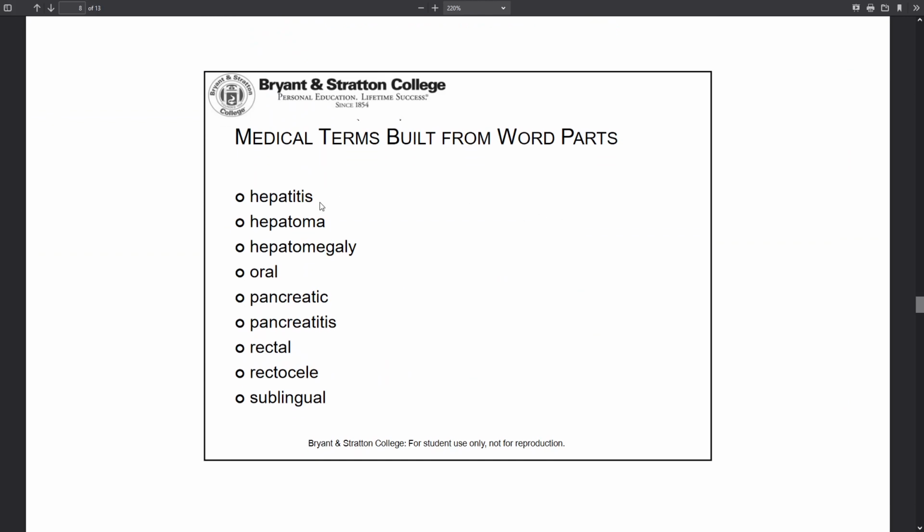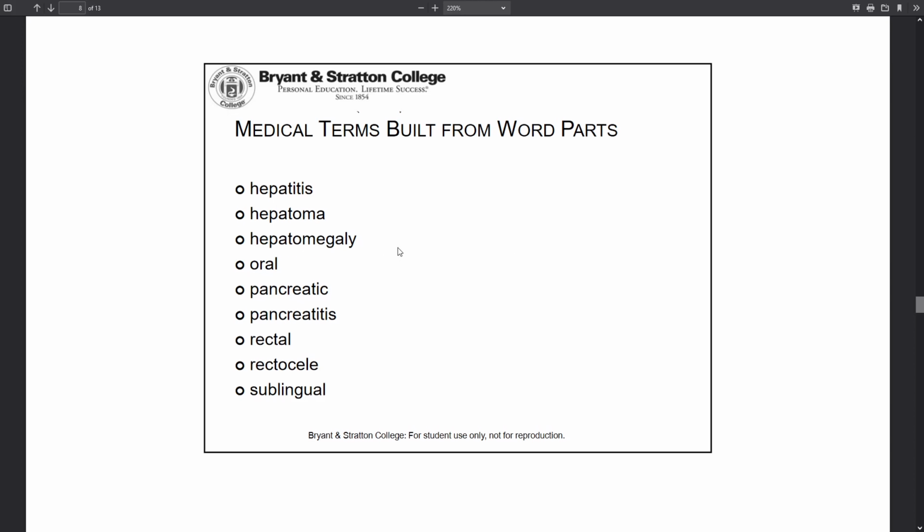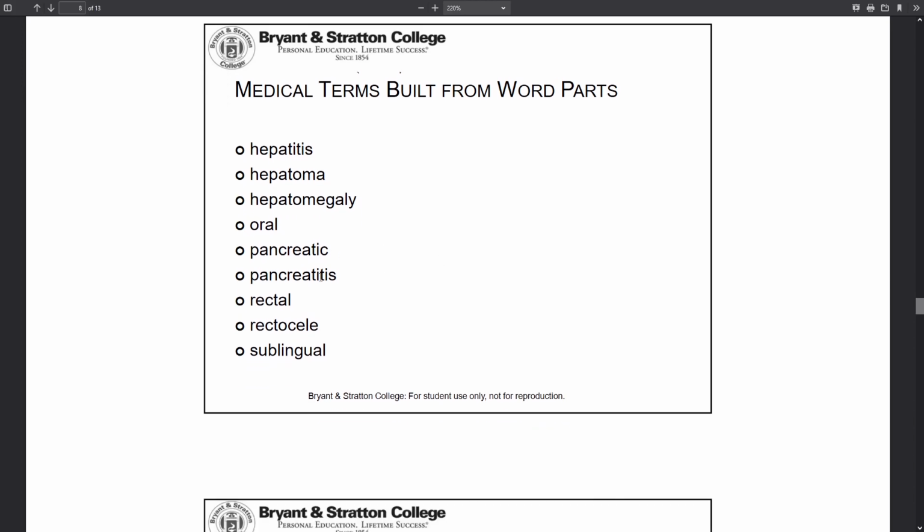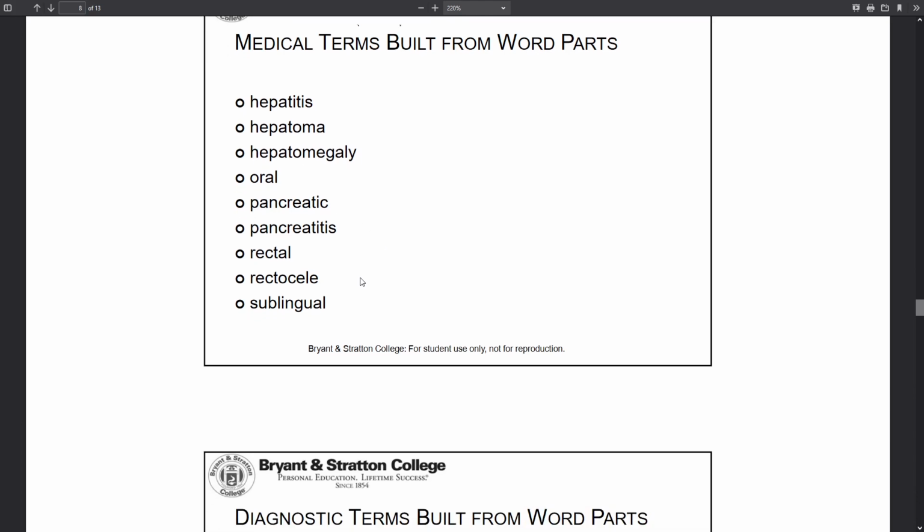Hepatitis, various forms of hepatitis exist, but generally it's an inflammation of the liver. Hepatoma, swelling in the liver. Hepatomegaly, enlargement of the liver, can occur for various different reasons. Pancreatitis, talking about the pancreas here. So pancreatic means referring to the pancreas. Pancreatitis, pancreas.